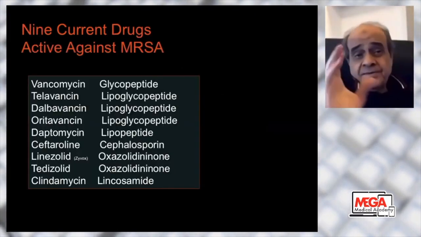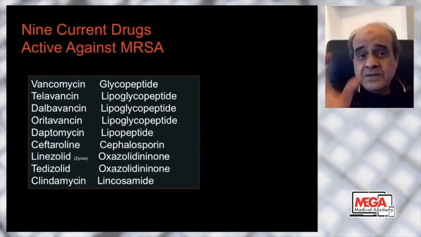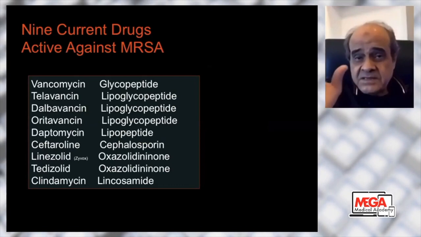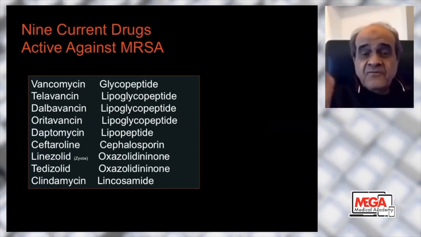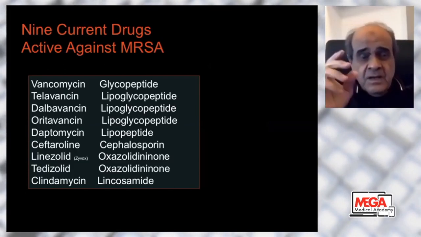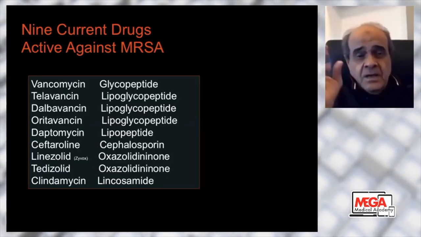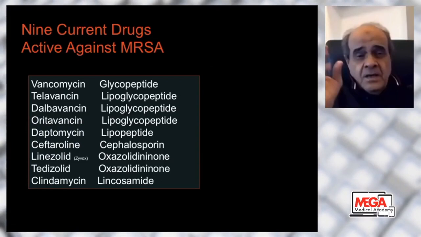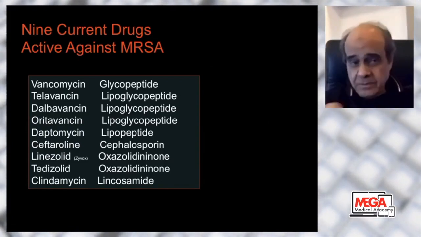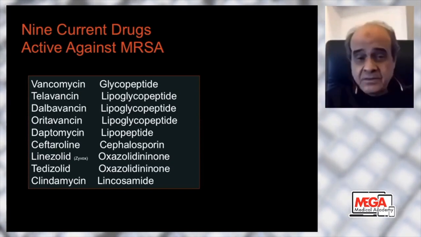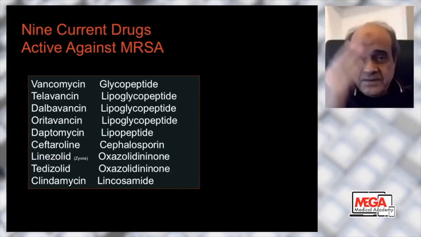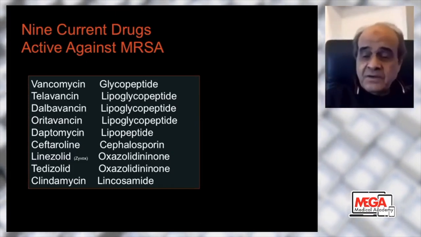Don't forget, there are now 9 current drugs active against MRSA, methicillin-resistant Staph aureus, which are vancomycin, still the best drug really, telavancin, dalbavancin, oritavancin, daptomycin, ceftaroline, a cephalosporin, linezolid, an oxazolidinone, and tedizolid, an oxazolidinone also, and clindamycin. 9 drugs now you have to cover MRSA infection.